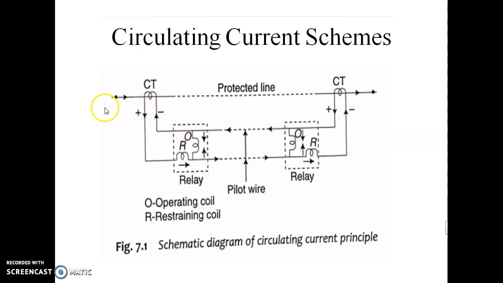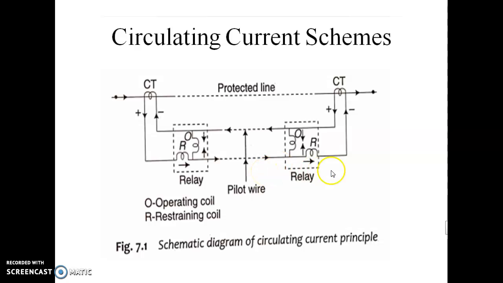In the normal condition, or a fault outside the zone of protection, there is no flow of current through this operating coil. There is no difference, so it is not detected by this relay. If the fault occurs between these two ends of the protected line, there is a difference between entering current and outgoing current, because the fault occurs here and the outgoing current is different. That difference current is detected by the relay; it flows through the pilot wires to the operating coil. This is the operating coil and R is the restraining coil. Therefore, the relay detects this signal and sends the signal to the circuit breaker to trip the circuit.